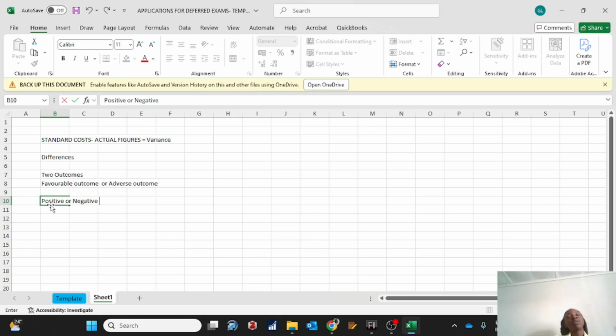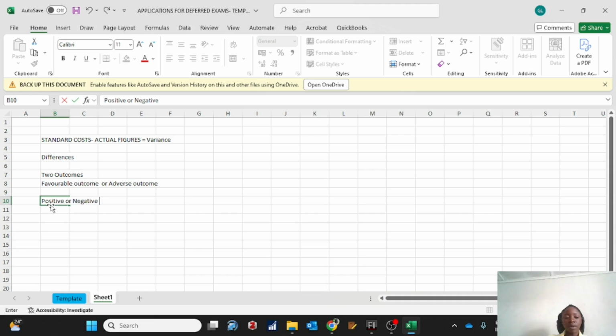A positive does not mean that the variance is favorable, and the negative does not mean that the outcome is adverse. Actually, in most cases, where you have a negative variance, if you're using the formula, you would have a favorable outcome, and where you have a positive answer when you're doing your calculations on your phone, you actually have an adverse outcome. So, how do they arise?